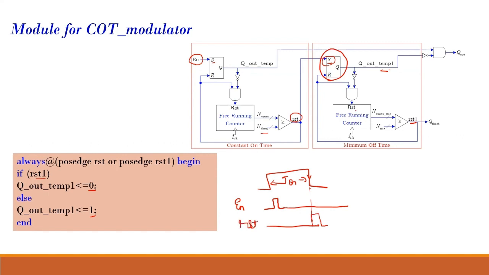When this reset pulse comes, what happens? This counter will start running, and it will run for a minimum time, T of minimum. And when that minimum time is over, it will generate this Q finish. Then when my next enable signal comes, it will again turn on.